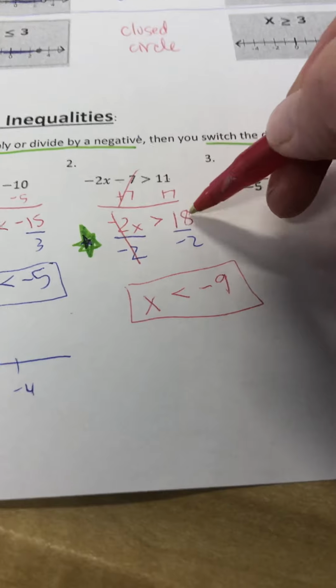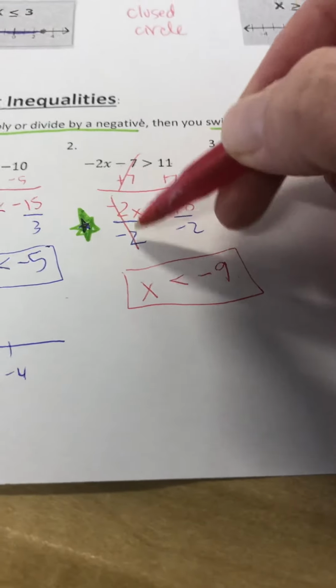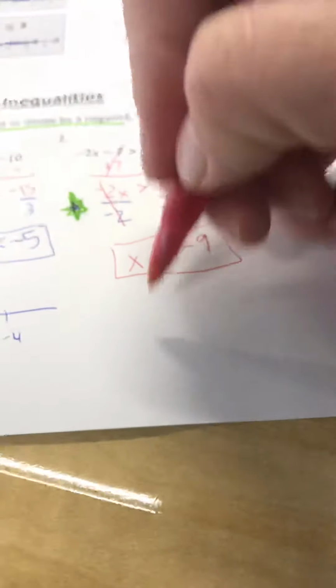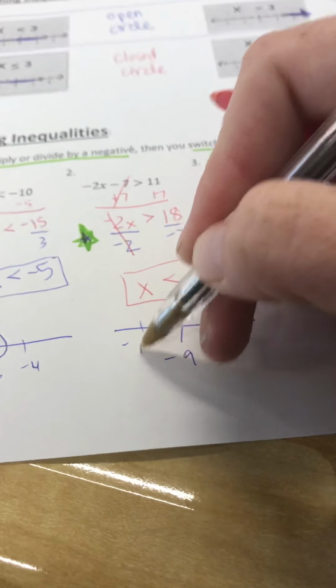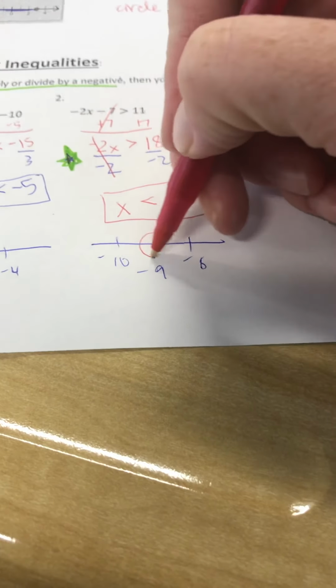So none of the math changes. 11 plus 7 is still 18. 18 divided by negative 2 is still negative 9. But when we divide or multiply by a negative, we have to switch the direction of the inequality. Again, we would have something like this: negative 9, negative 8, negative 10. Because it is less than, it is going to be an open circle and facing the left.